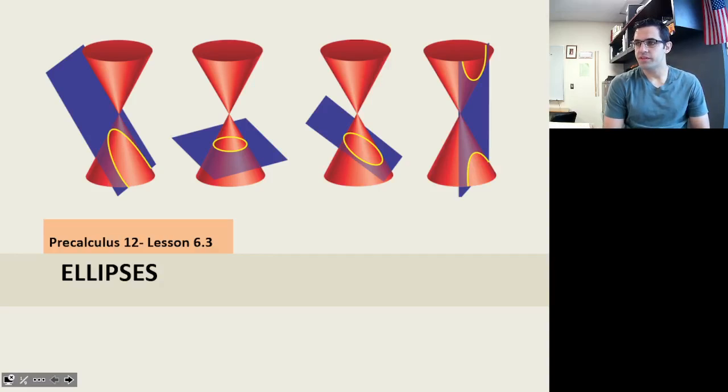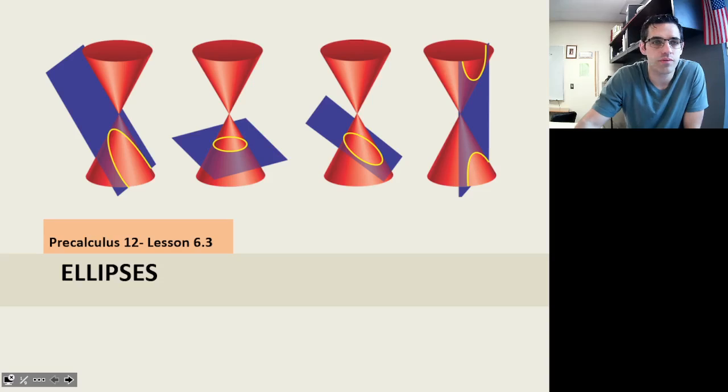This is Unit 6, Lesson 3 of our Pre-Calc 12 class. Unit 6 is on conic shapes. Lesson 3 is starting to talk about ellipses, or an ellipse. And so that's our third shape on this.